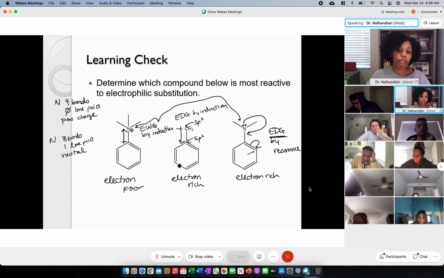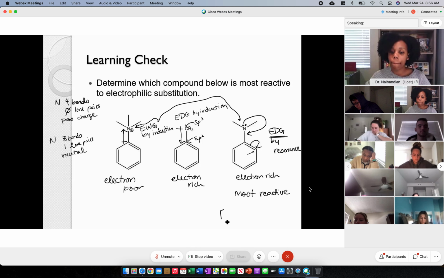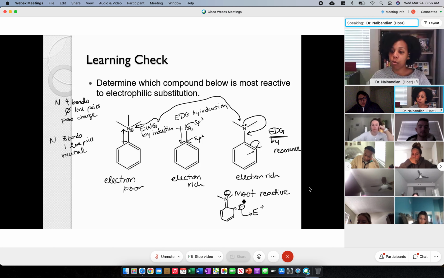So what's going to have our fastest rate? What's most reactive? This is most reactive because we end up with a resonance form where we have a lone pair and a negative charge. This is a very good nucleophile that can be used in an electrophilic aromatic substitution, right? That's what we needed to do. We need to go attack an electrophile. So this is going to be most reactive, and this is least reactive. Questions here?